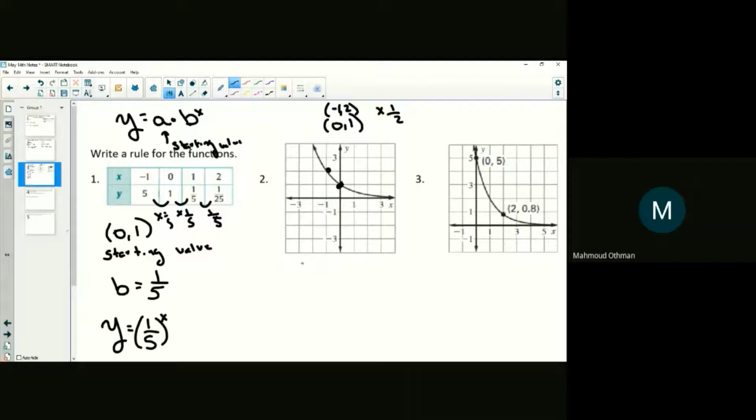So then my function is going to be y equals 1/2 to the x.